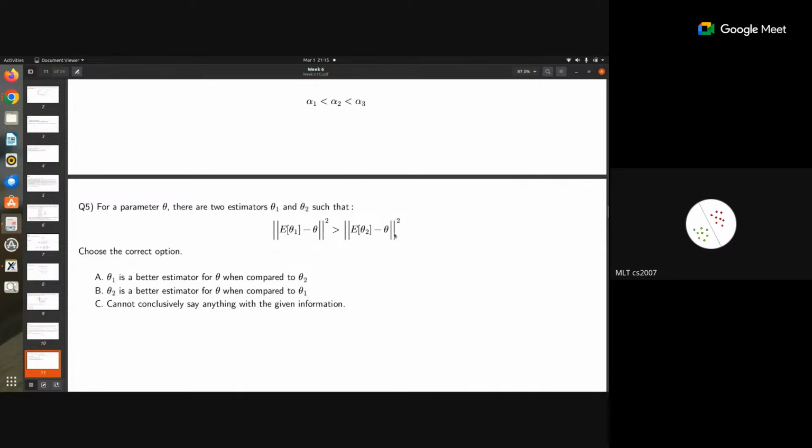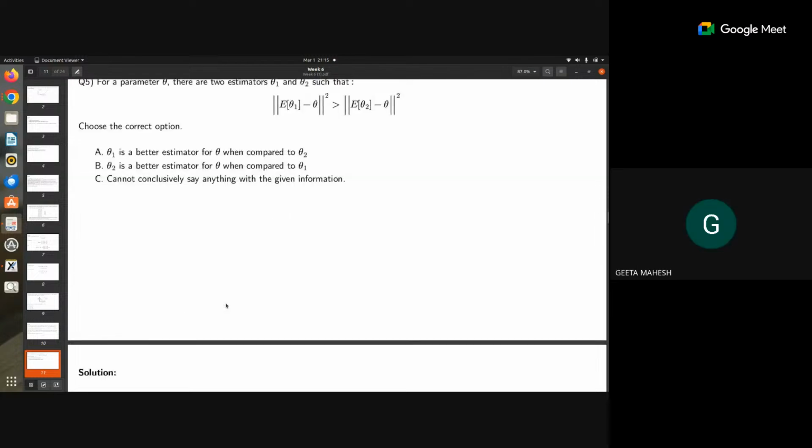Okay, what about this? Now we know this, right? We have discussed this part, theta 1 and theta 2. So theta 1 and theta 2 are what? ML estimators, right? Yes, ML estimators. And what is this part? Can I say it is a bias square? Yes. So if this is the relationship, what do you think about the estimators? Theta 2 is a better estimator. Yeah, theta 2, because it has lesser bias. So I think option B should be the correct one.